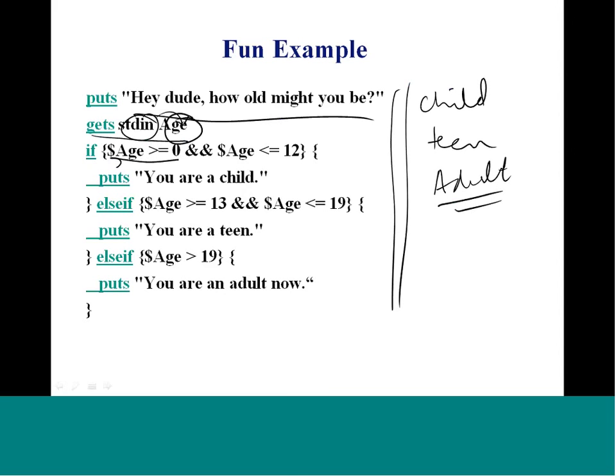So if age is greater than or equal to 0 and age is less than or equal to 12, then it prints out that you are a child. If age is greater than or equal to 13 and age is less than 19, then it prints out that you are a teen. And finally, if age is greater than 19, then it says that you are an adult. So a simple program. So how can you write this with a switch statement?